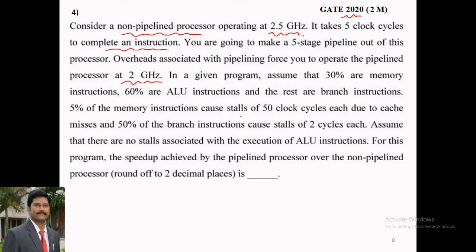5% of the memory instructions cause stalls of 50 clock cycles each due to cache misses, and 50% of the branch instructions cause stalls of 2 cycles each. This data is given. Assume that there are no stalls associated with the execution of ALU instructions, whatever the 60%. For this program, the speed up achieved by the pipeline processor over the non-pipeline processor, rounded off to 2 decimal places, is? Okay, let us consider first a non-pipeline.